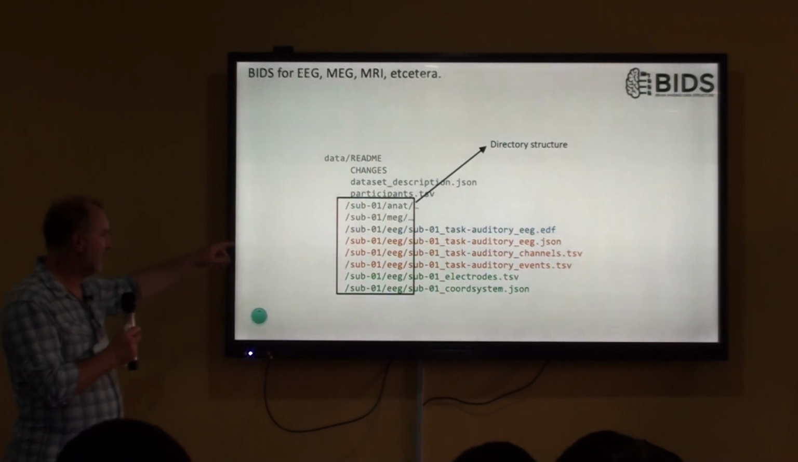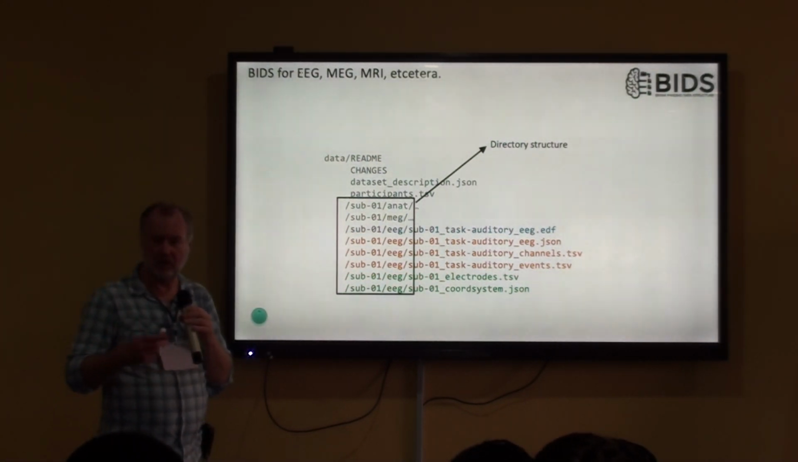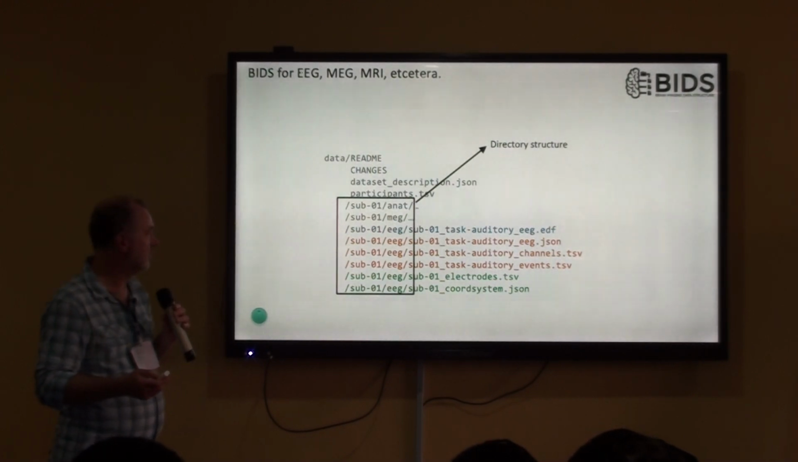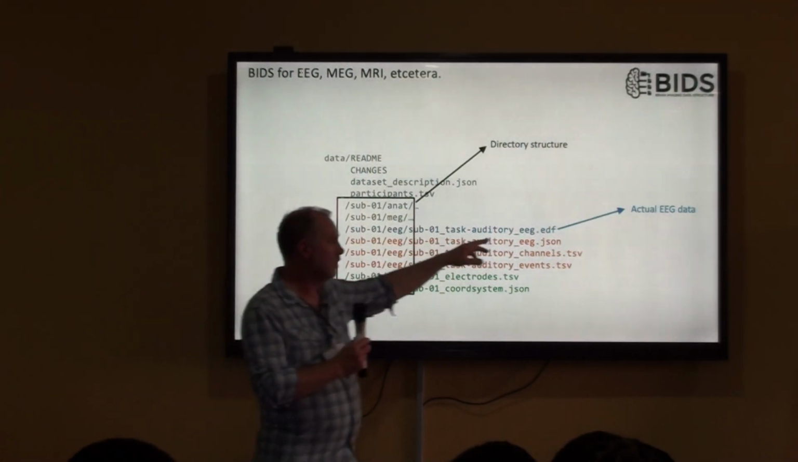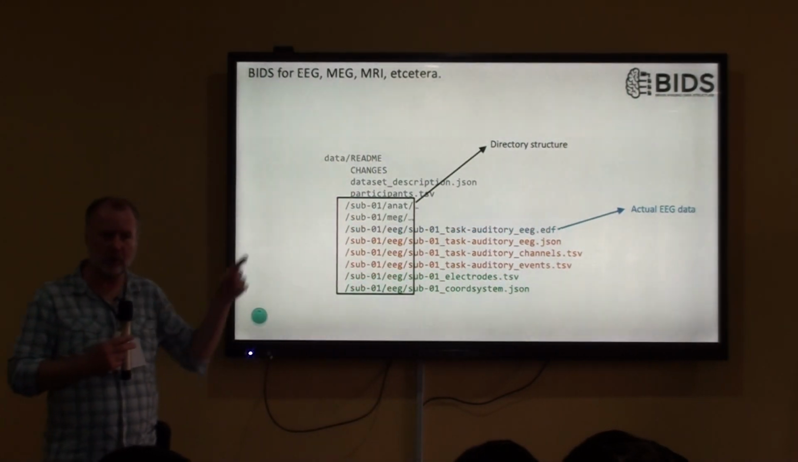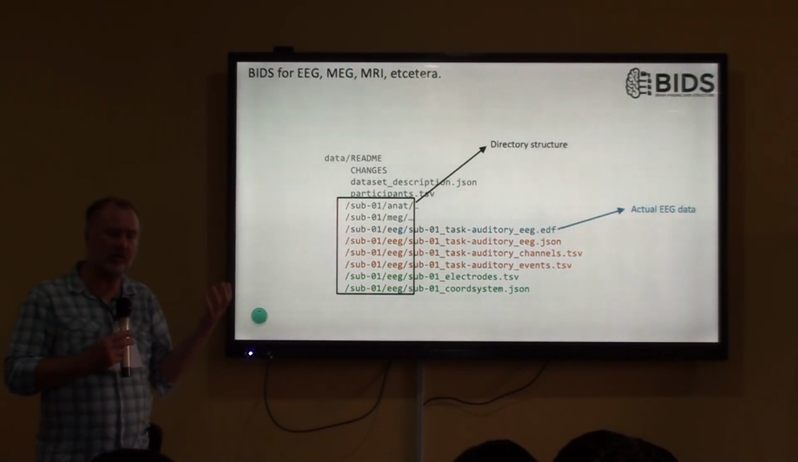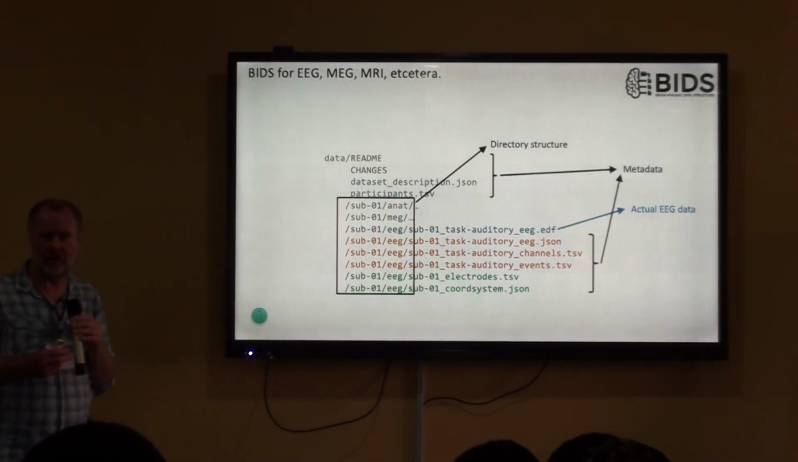what you can see is that there is a directory structure. So the files are organized according to a well-specified directory structure. And here is actually the EEG file. If we were to share this data conventionally, we would only get the file. There's so much information missing from the file. And for that we have a lot of metadata.